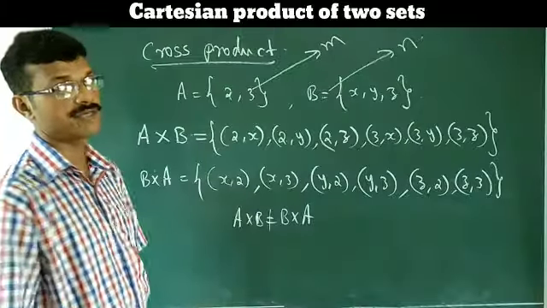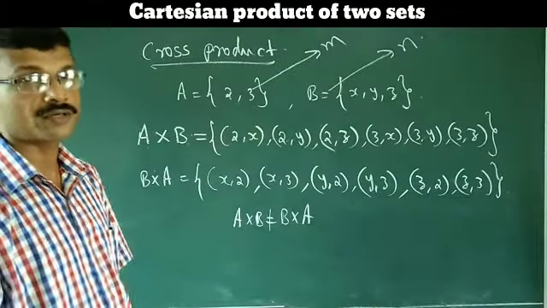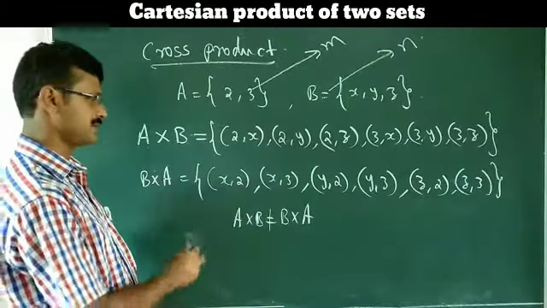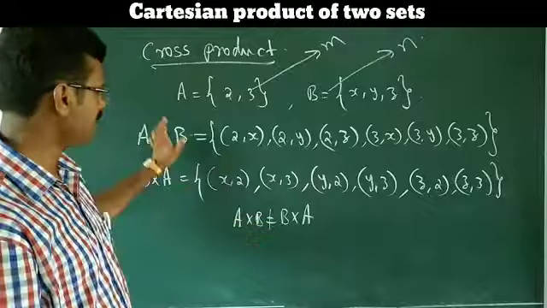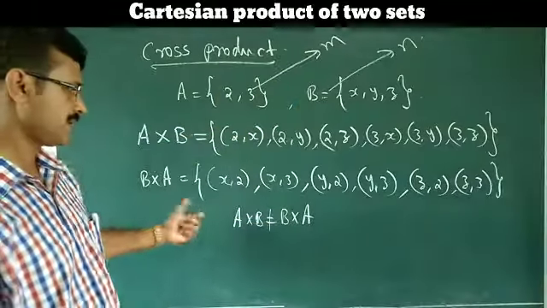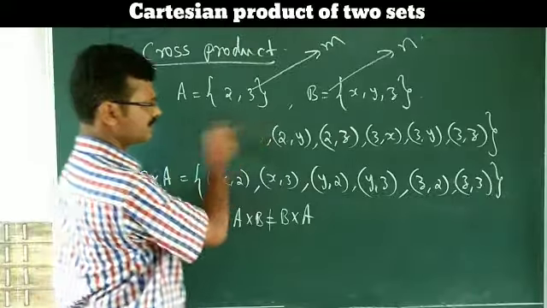If you define a cross product on a set A, its meaning is A cross A. But if A and B are two different sets, then A cross B is not equal to B cross A. So this is one result regarding this.